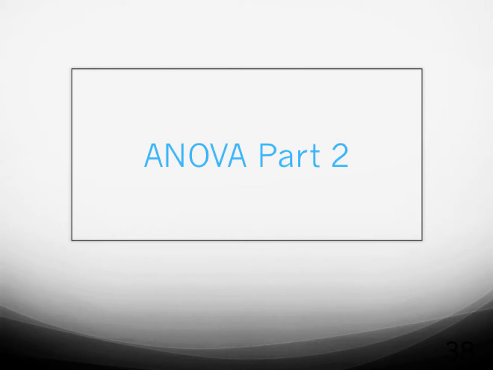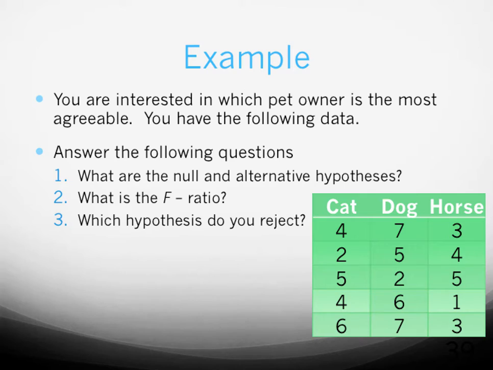So we are just going to be doing an example this time, and this example is that you're interested in seeing which pet owner is most agreeable, if any of them are. And we have the following data where we have 5 cat, dog, and horse owners and their score on agreeableness. So, if I could ask you a question like, what are the null and alternative hypotheses? What's the F ratio? And what hypothesis do you reject?